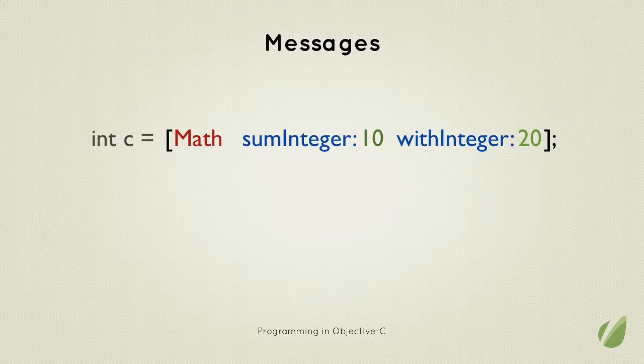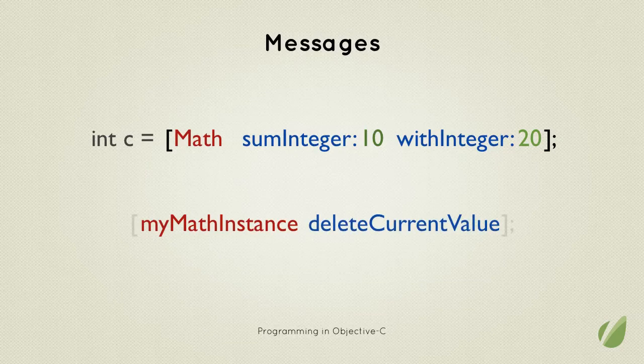This syntax will be exactly the same for an instance method. So let's say we have an instance for the class math called myMathInstance. In order to send it the message delete current value, we write this. So myMathInstance is the receiver and delete current value is the message.